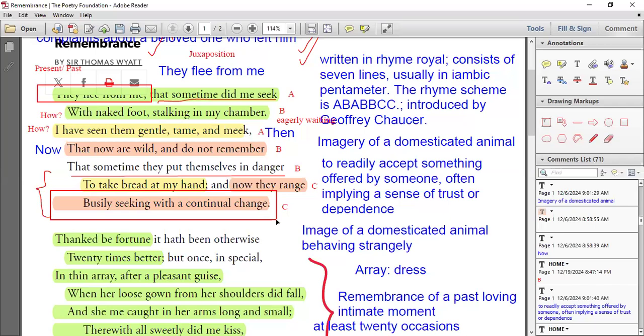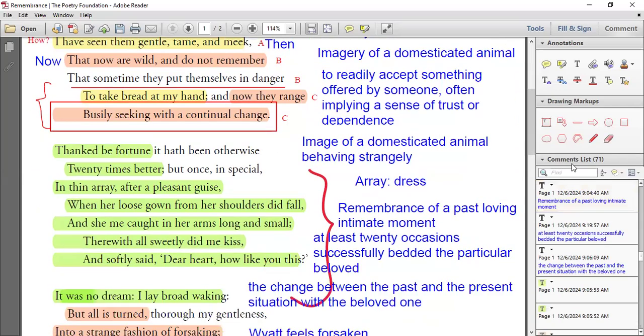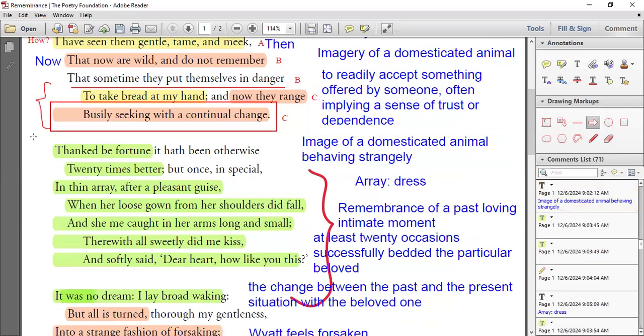Did you understand the first stanza, teachers? Yes, sir. Okay, the first stanza presents the imagery of the ladies in the past. He is comparing them to domesticated animals who were behind him, and now they have become wild animals and they are going after somebody else, something else. So he is giving a very negative image about his beloveds and past lovers.